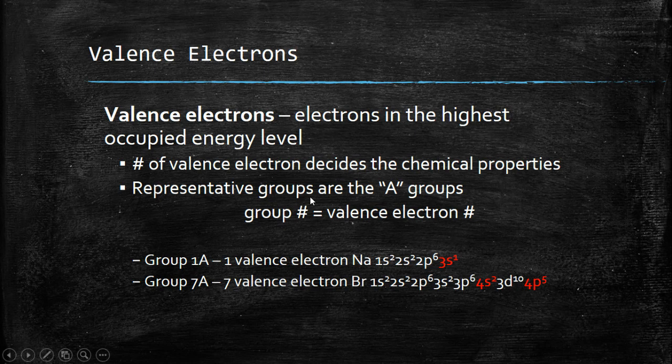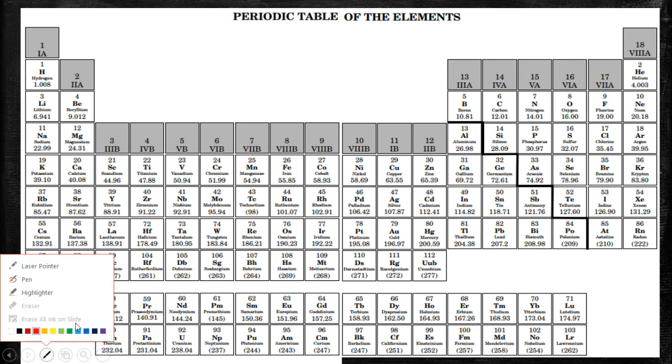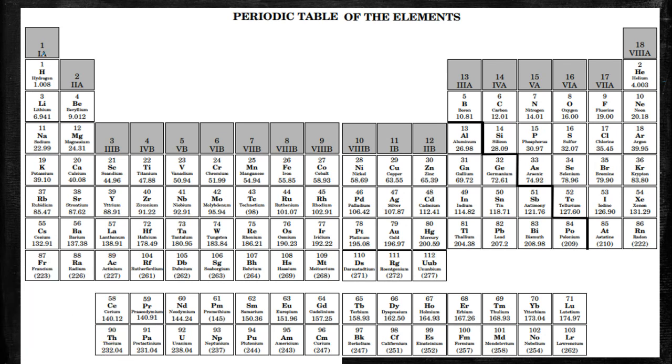The representative groups are going to be our A groups, and I'll show you that in just a minute. It's where their group number equals the number of valence electrons. So here's an example of that. If you look right here, you will see that you have A's up here on the top of the table and you have B's. The ones that have A's, the Roman numeral that goes with it represents the number of valence electrons. So like these have 1 valence electron. This group, the alkaline earth metals, they have 2, which matches up right there. When you get over here, it doesn't work that way anymore. These have 3, 4, 5, 6, 7, and 8.